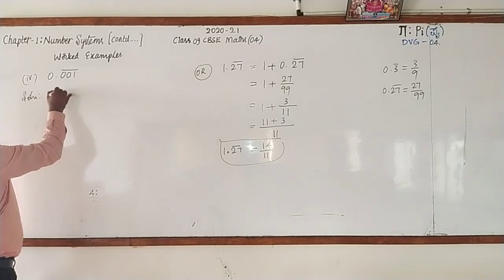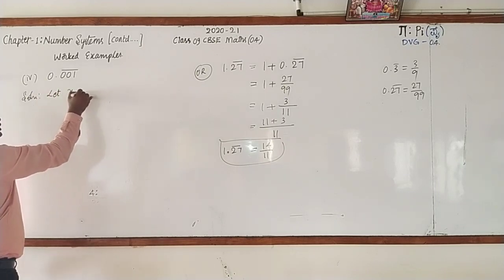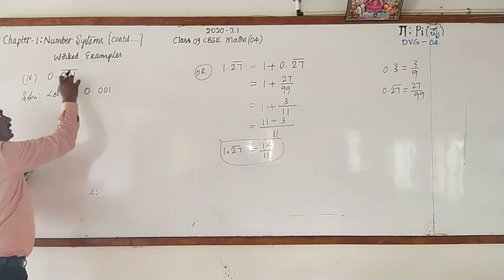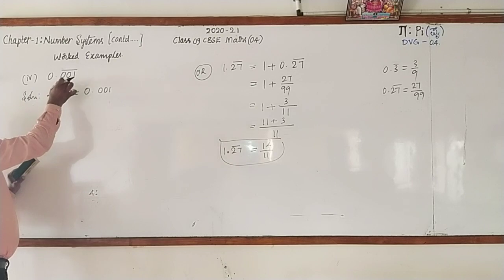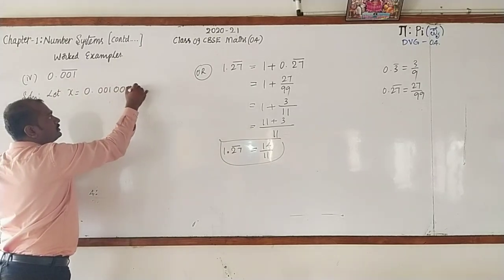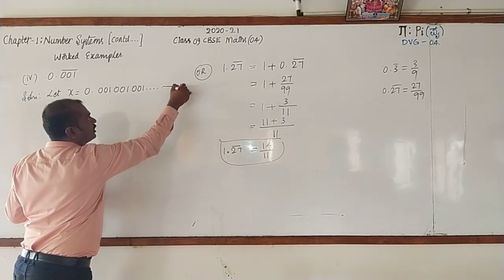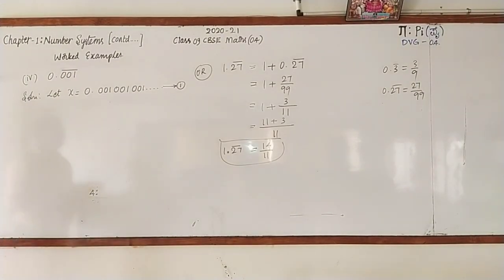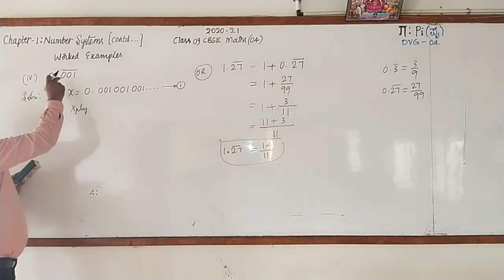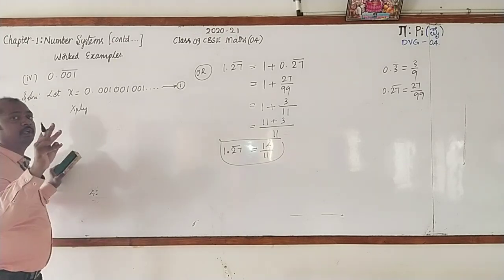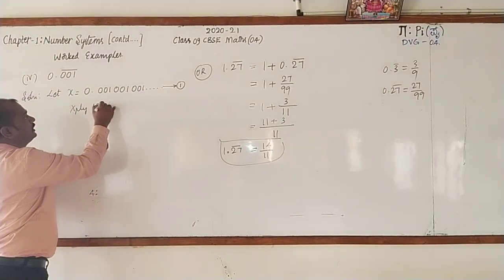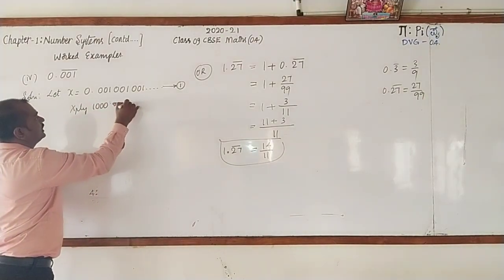Here I write, let x equal to 0.001 bar. As I said, here the repeating block is 0, 0, 1. Here I write 0.001001 and so on. You may call it equation 1. Then could you tell what should be multiplied? Here how many digits are repeated? 3 digits are being repeated continuously. Hence we have to multiply 1000 on both the sides.